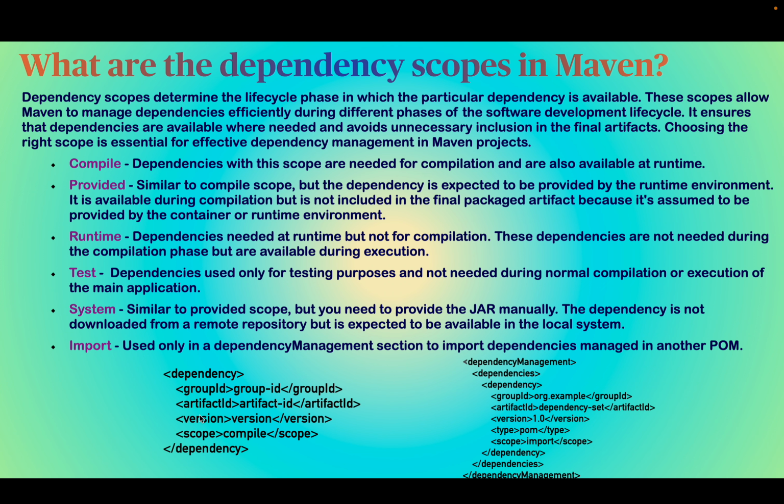Next is provided. The difference in syntax between compile scope and provided scope is just that in scope we will provide provided instead of compile. So syntax wise, it's just scope, provided scope, and it is very similar to compile scope, but this dependency is expected to be provided by the runtime environment, meaning it is available during the compilation, but it is not included in the jar file that we create while running the application. It is assumed that the jar will be provided by the container or the runtime environment.